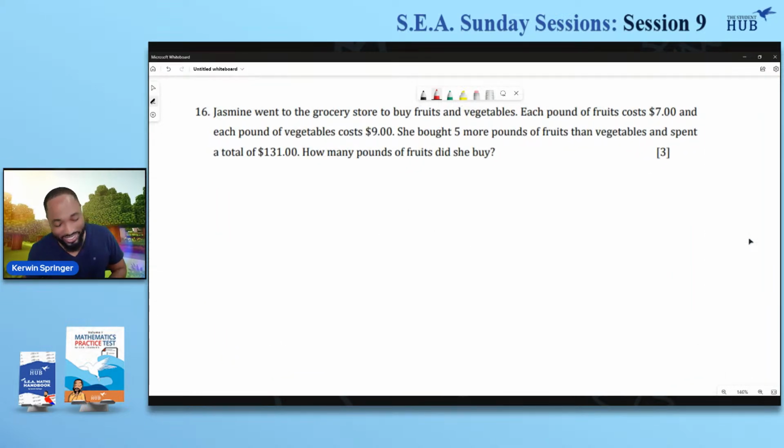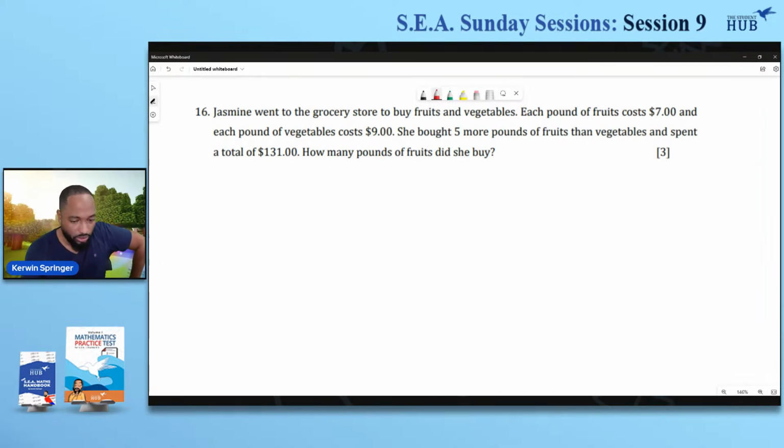Jasmine went to the store to buy fruits and vegetables. Each pound of fruit cost $7, and each pound of vegetable cost $9. She bought 5 more pounds of fruits than vegetables, and oof, what is going on here?